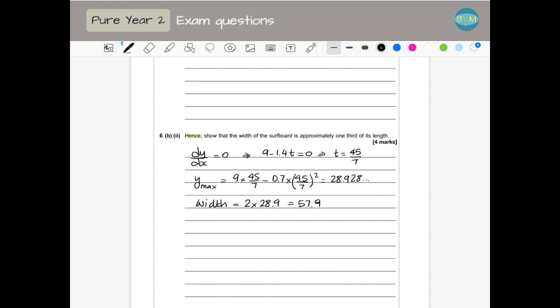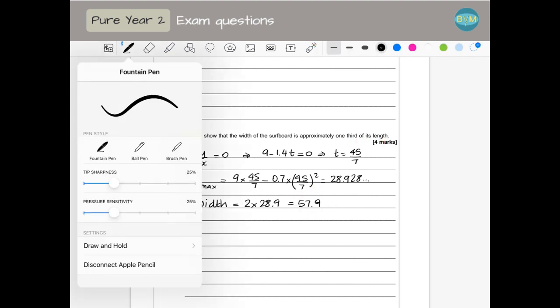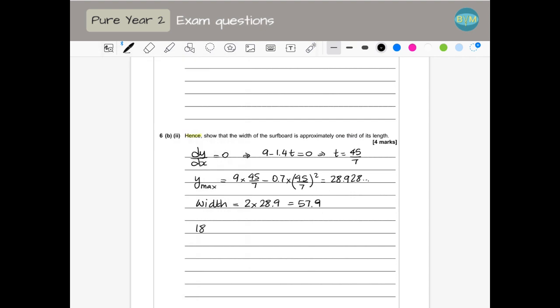And they are asking to show that this is 1/3 of the length. So the length was 180.5, and 180.5 divided by 3 is 60.1 centimeters, which is close to the 57.9 centimeters. And that's all with this exam question.